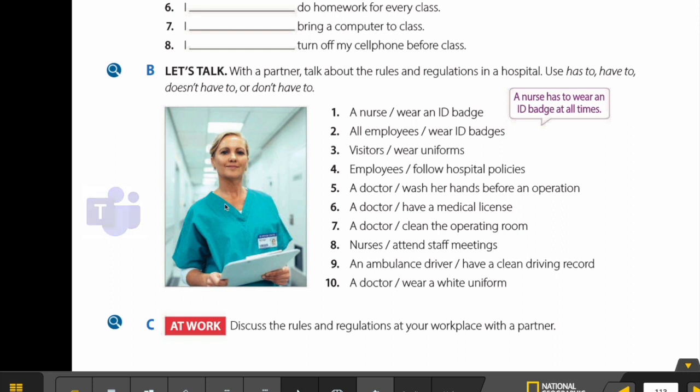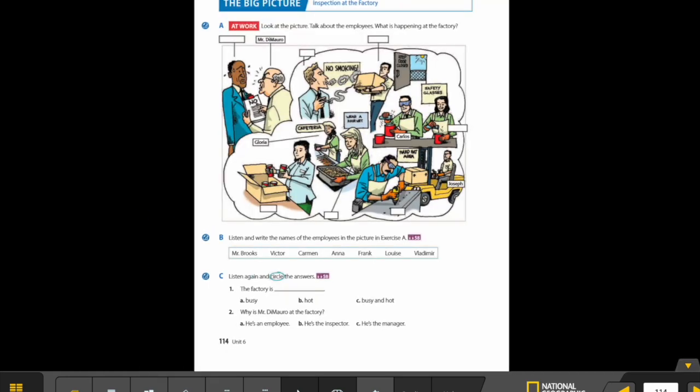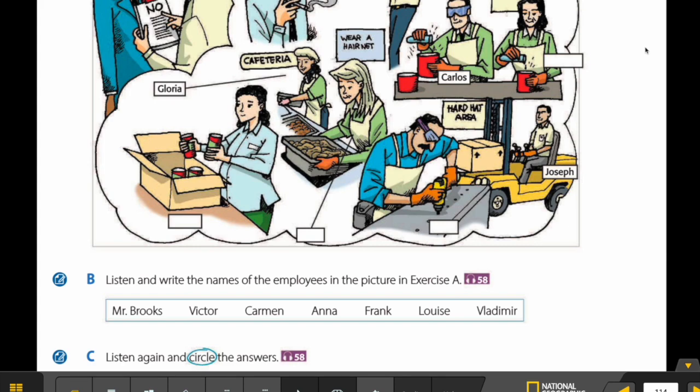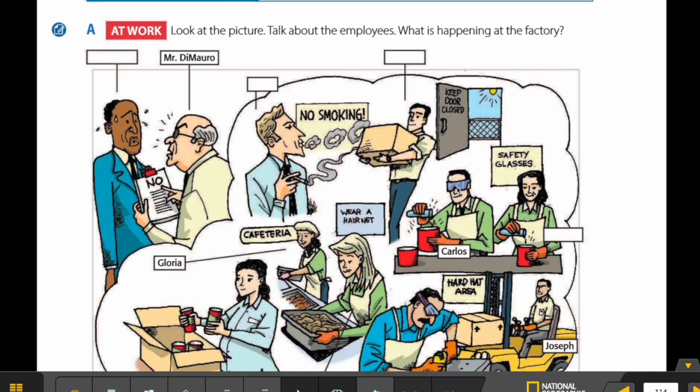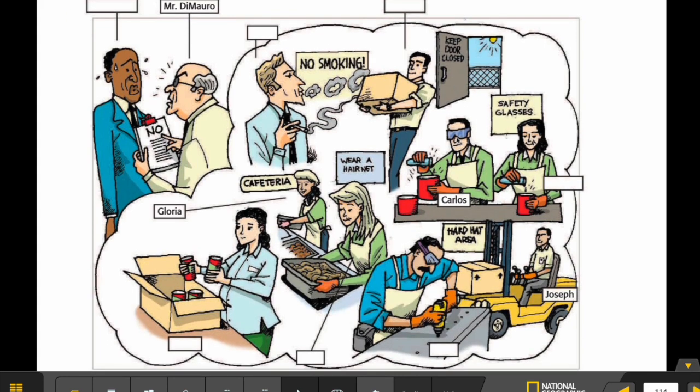So next activity is on page 114. Pay close attention to this one because your written task is about this one. So the written assignment is going to be about this and something that is coming up next. So this is going to be a listening activity. Inspection at the factory.